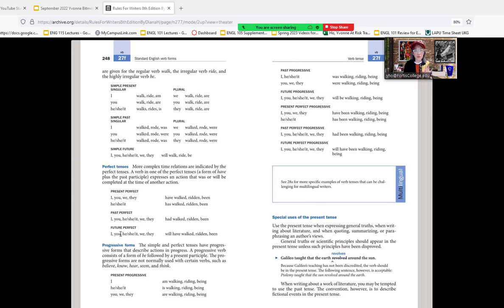Future perfect. Future perfect means you're going to have 2 actions in the future. So tomorrow I will have brushed my teeth before I will have gone to bed. Therefore, you have 2 actions in the future, and the action in the future that happens first, that's the perfect tense. The perfect tense is always the action that happens first before another action, either in the present, the past, or the future.